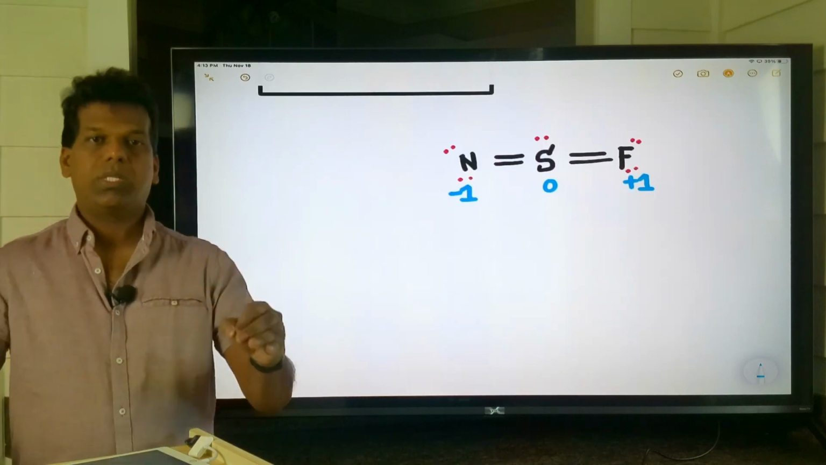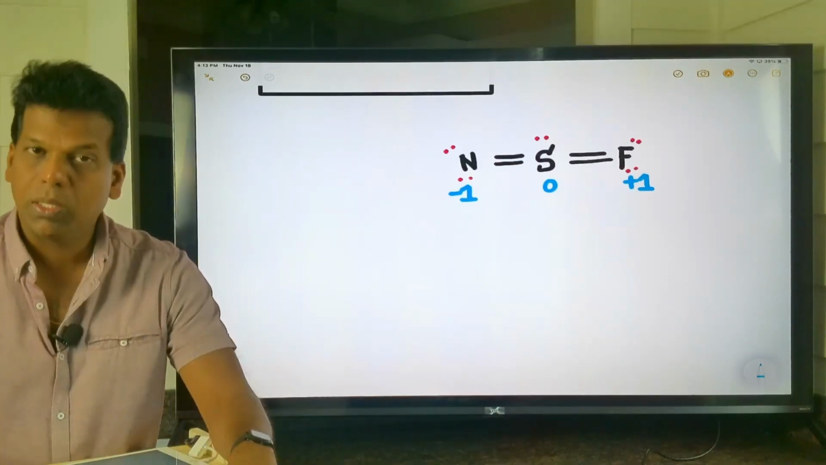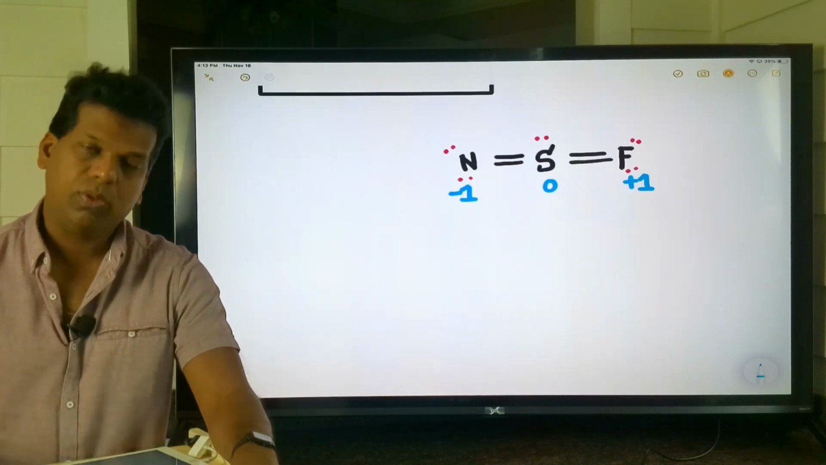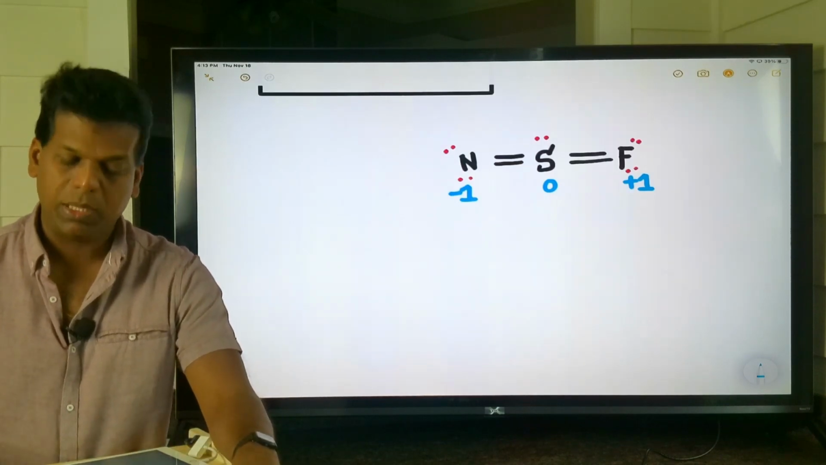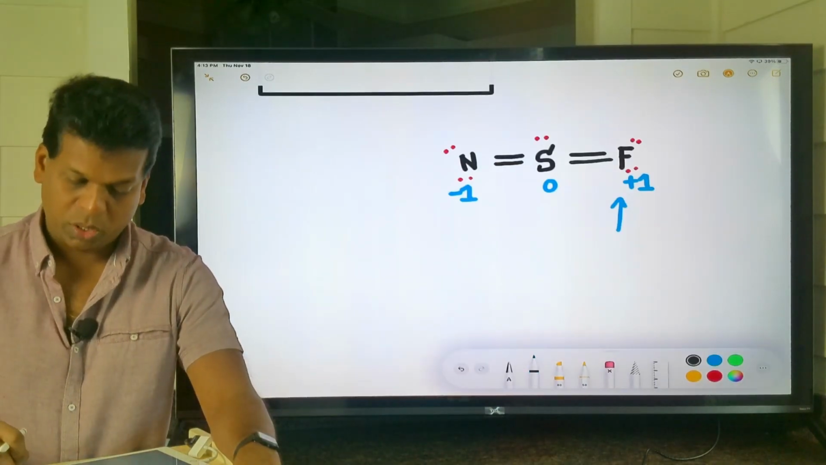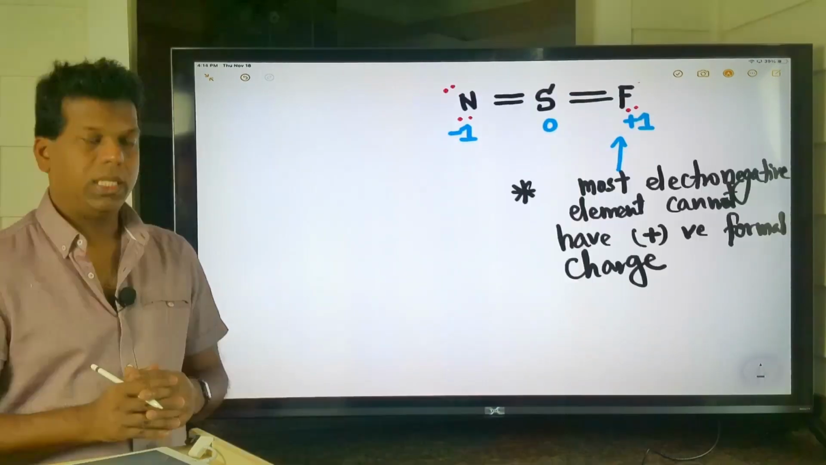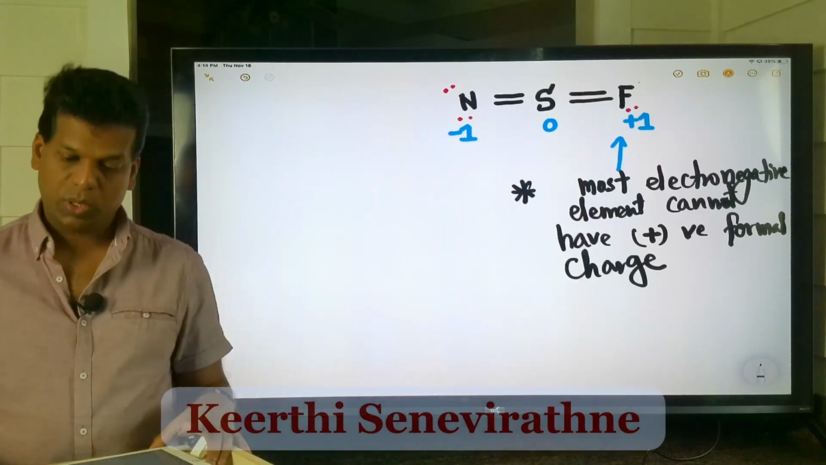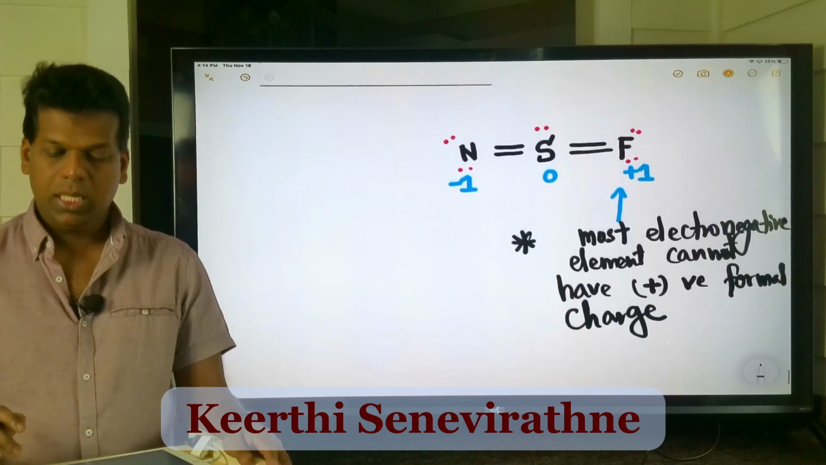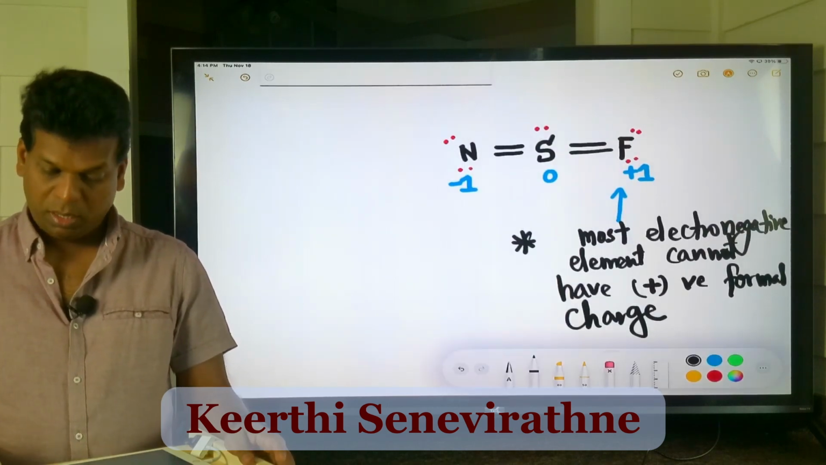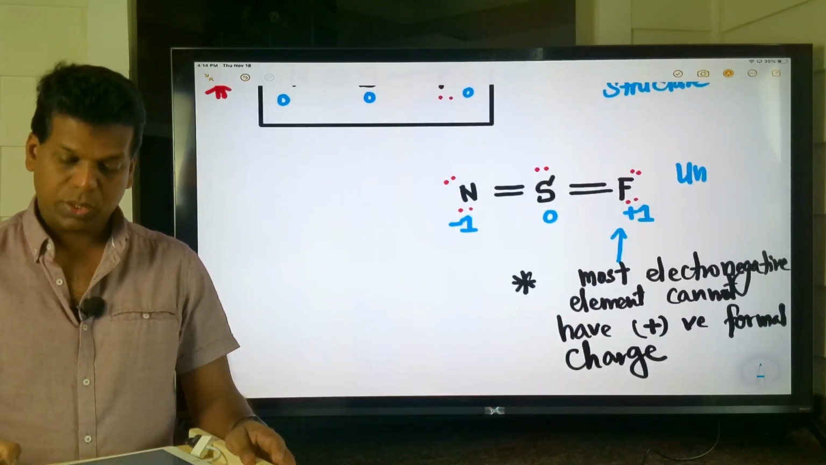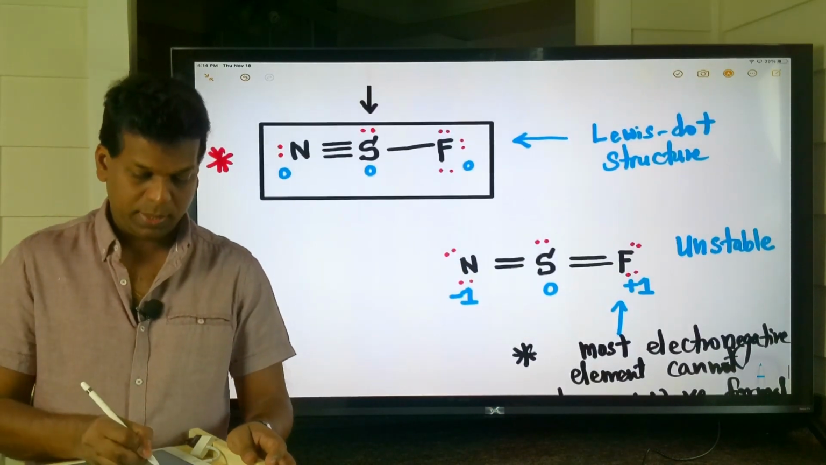Fluorine is the most electronegative element in the periodic table. So we cannot give a positive formal charge for the most electronegative elements. So that is why this structure is not the right structure. It is an unstable structure. I think you understood what I was saying. So the most electronegative element cannot have the positive formal charge. Because of that reason, this structure is unstable. So the most stable one is this.